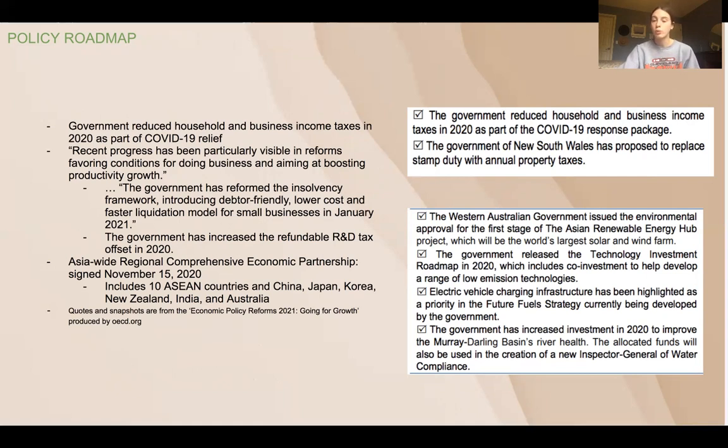One of the biggest is that in 2020, as part of their COVID-19 relief, they did decrease household and business income taxes. Obviously, that is a positive thing when you want to start a business somewhere. And this quote I really like says, recent progress has been particularly visible in reforms favoring conditions for doing business and aiming at boosting productivity growth. The government has reformed the insolvency framework, introducing debtor-friendly, lower cost and faster liquidation models for small businesses in January of 2021. So Australia is really striving to make business a more transparent and painless process for everybody involved, because they want to see it grow.